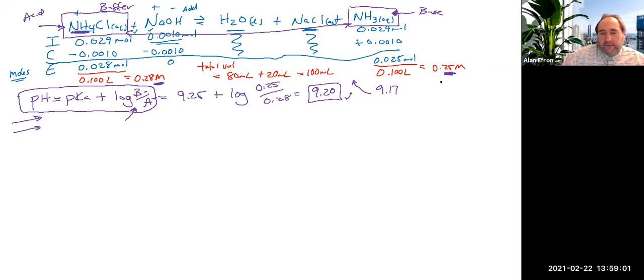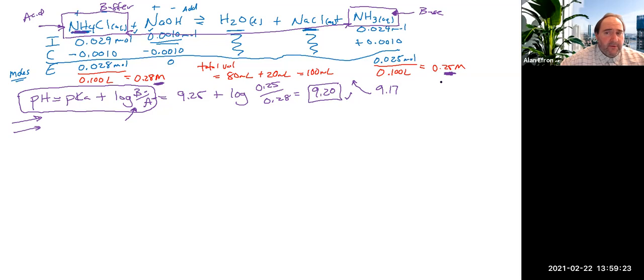All right. Other questions? Okay, buffers in general. Obviously you need to be able to figure out what a buffer is and how it works. You need to be able to figure out the pH of a buffer after you make it. You also need to be able to figure out the pH of a buffer after you add either acid or base to it. Any questions?